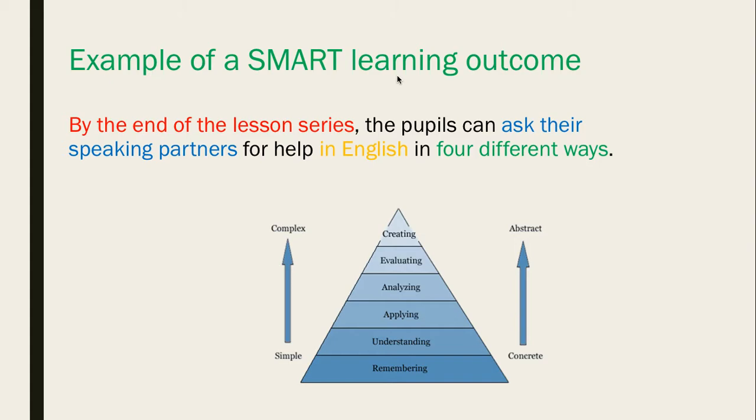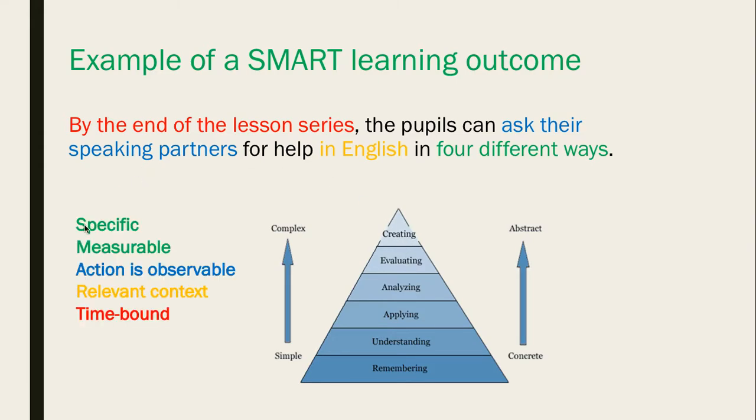Here's an example of a SMART learning outcome. By the end of the lesson series, the pupils can ask their speaking partners for help in English in 4 different ways. So again, we're going from the simple and the concrete, the lowest of the taxonomical scale, to the complex and the abstract, up to creating. Now, what makes this SMART? Well, for one, it's time-bound by the end of the lesson series.